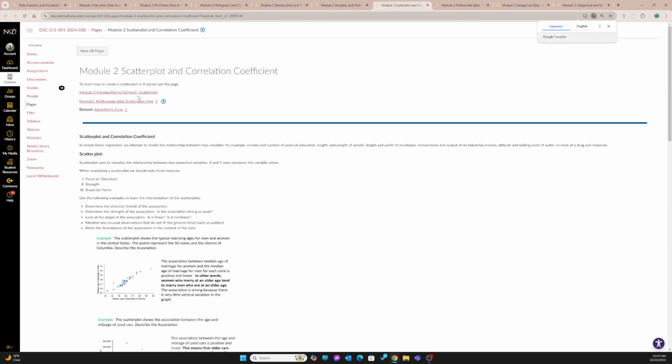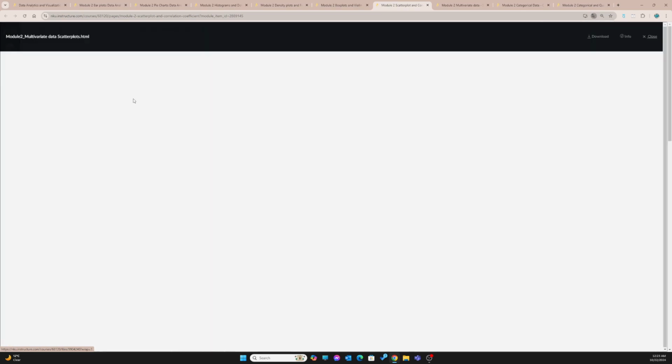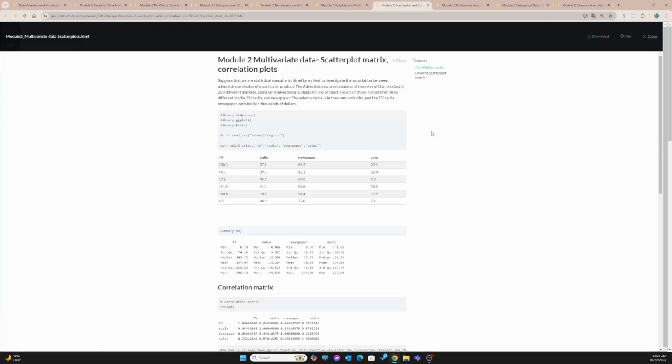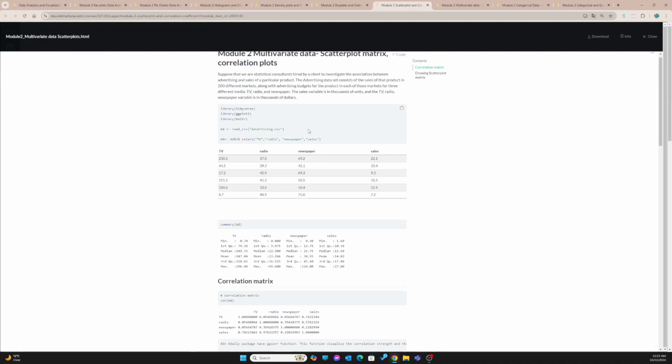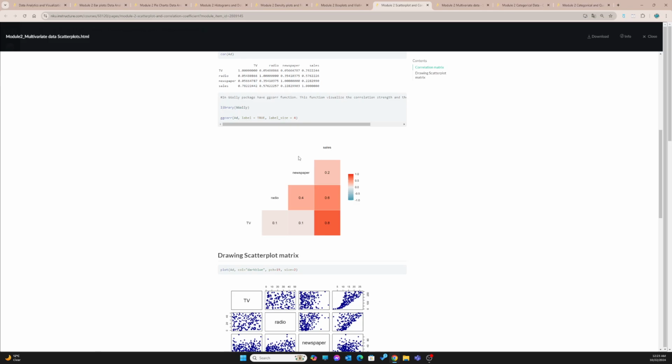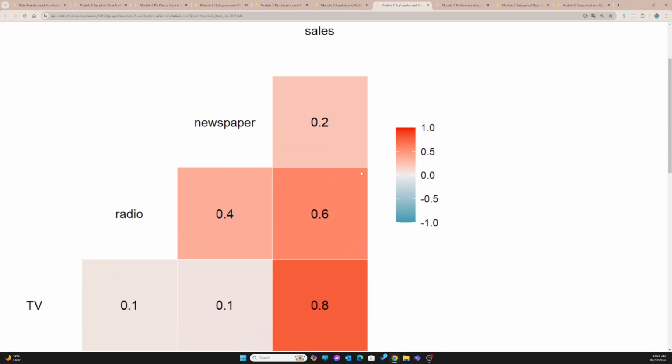Now, so far we're dealing with just two variables, one on the x-axis and one on the y-axis. But when we have more, that is called multivariate data. In that case, we will be building something like a correlation coefficient matrix. As you can see, sales and newspaper are rated 0.2 to each other. Sales and radio are rated 0.6.